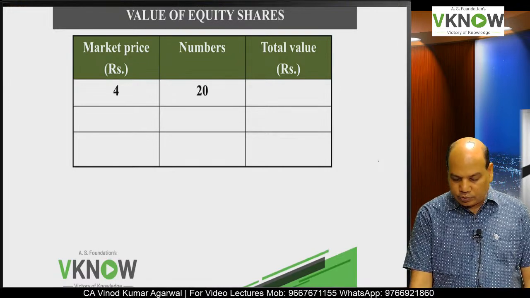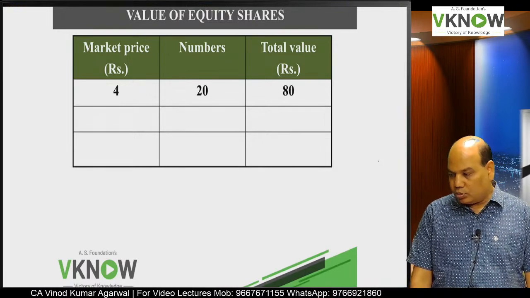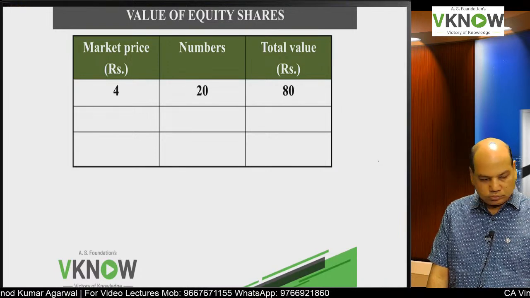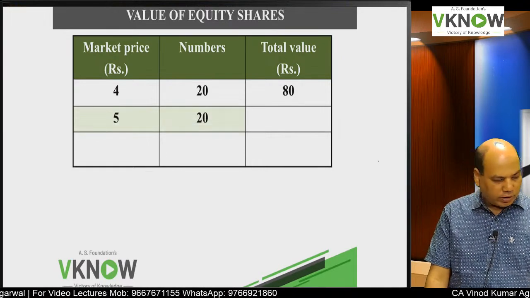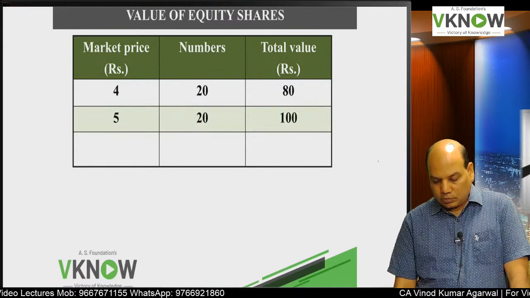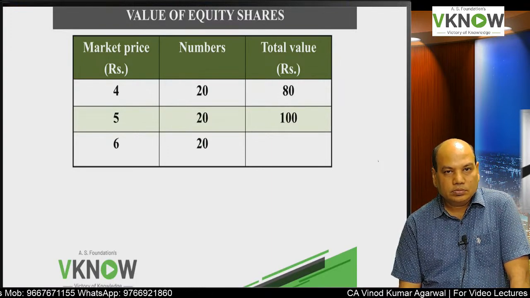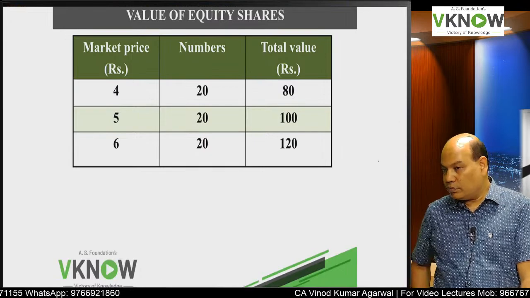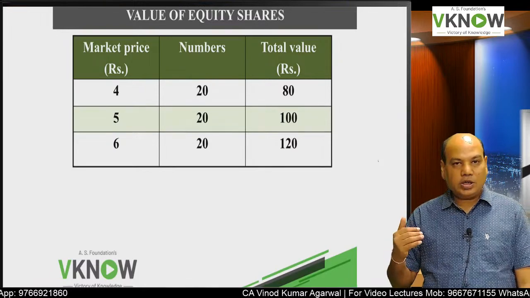So market price is 4, number is 20, total value is 80. Market price is 5, number 20, total value 100. Market price, if it is 6 and you get 20 shares, the value is 120. What is the price of the bond? 115.9. And the value of these shares can be 80, 100 and 120.